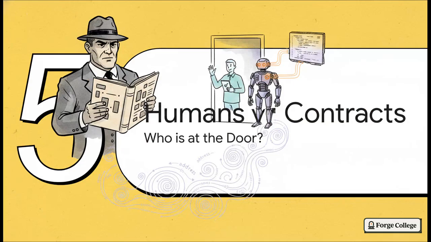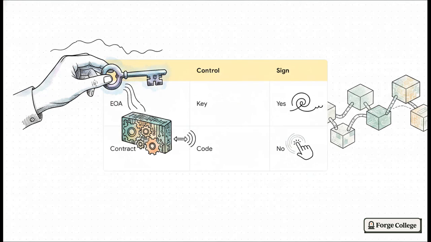Section 5. Humans versus smart contracts. Knowing who is at the door. So our bouncer knows the address of who is at the door, but sometimes we need to know the true nature of the caller. Are they human or a machine? Consider this fundamental difference. An externally owned account, or EOA, is operated by a human holding a private cryptographic key. They can independently sign transactions.